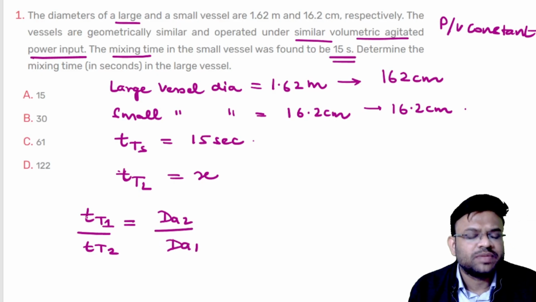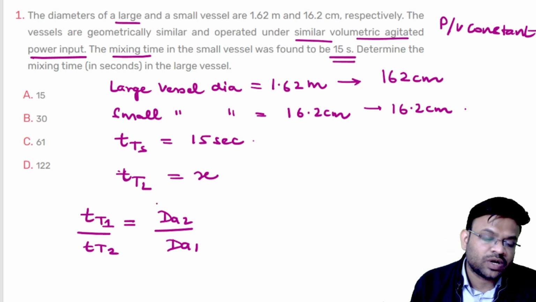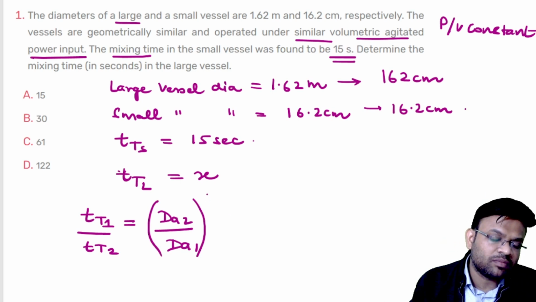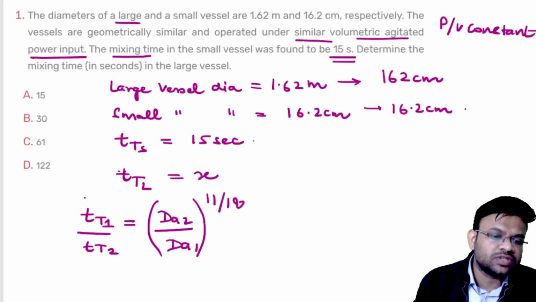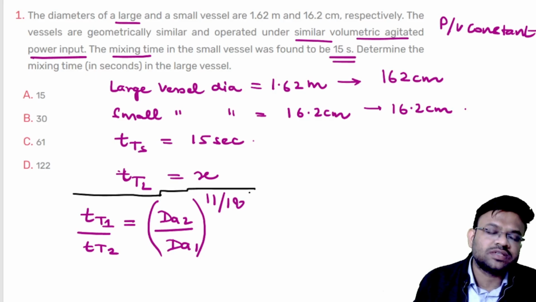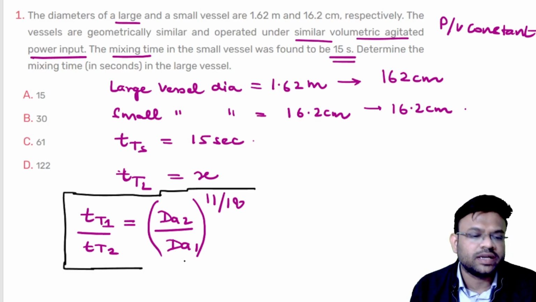That means the mixing time of vessel number 1 upon vessel number 2 is equal to the diameter of vessel number 2 upon vessel number 1 to the power of 11 by 18. So see, this is a direct trick that you can use in your questions. If the P by V ratio has been given to you as constant, and you have to find out the mixing time, this formula basically is correlating to diameter.